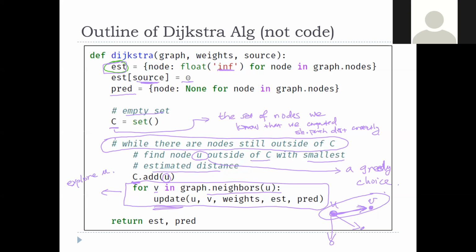Okay. So here we need to change the distance. We check whether we can find a better estimated distance. Okay, that's it. And in the end, I return the estimated shortest path distance and also the predecessor. With the predecessor, that gives you sufficient information to recover the shortest paths themselves. Okay, all right, questions? Okay, right.